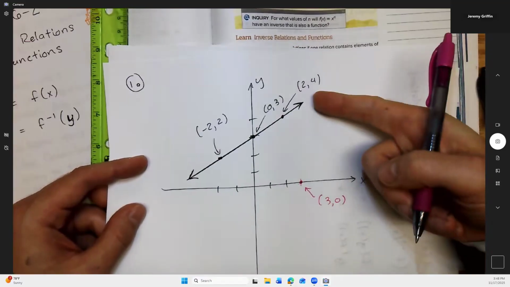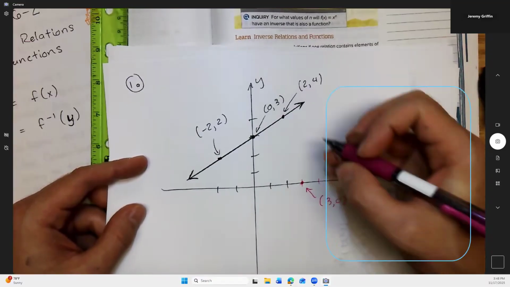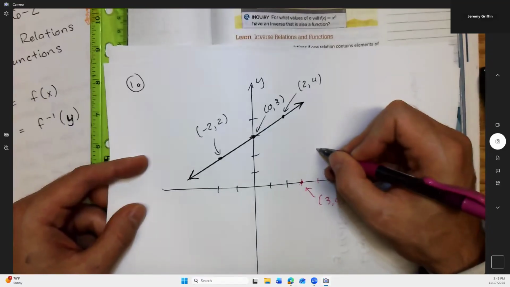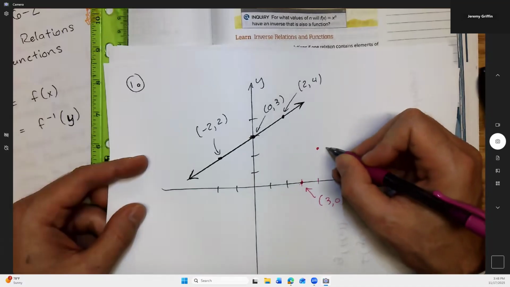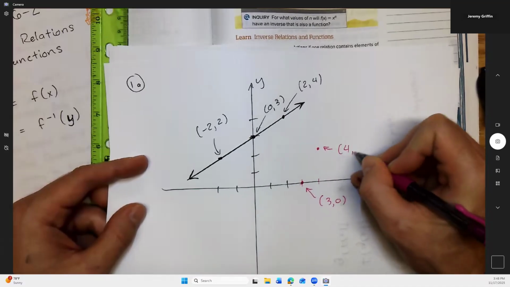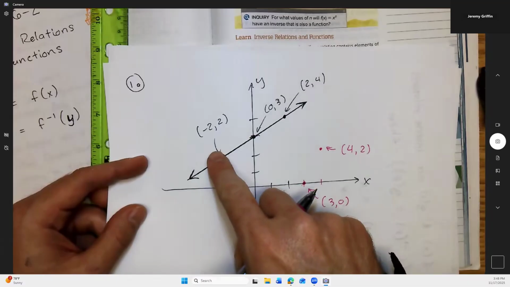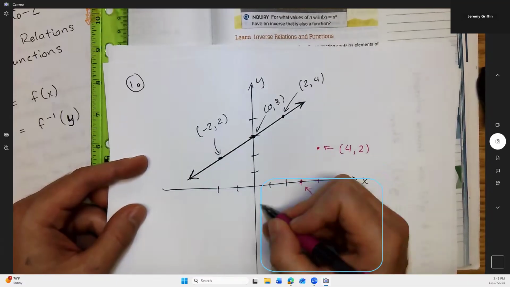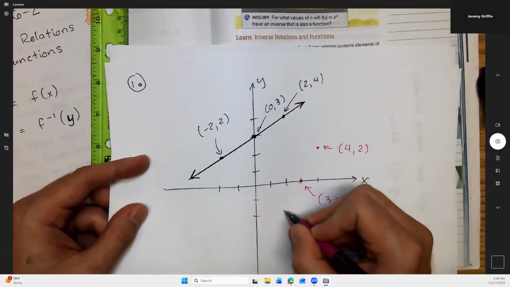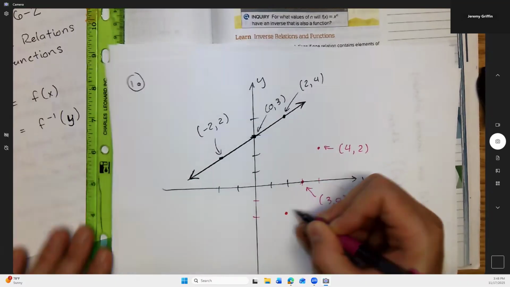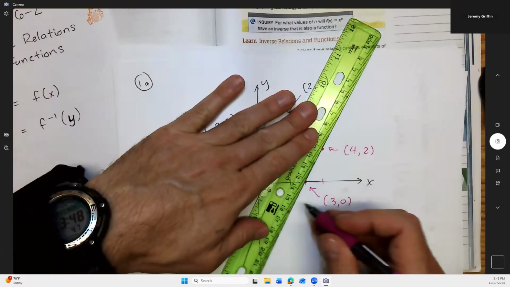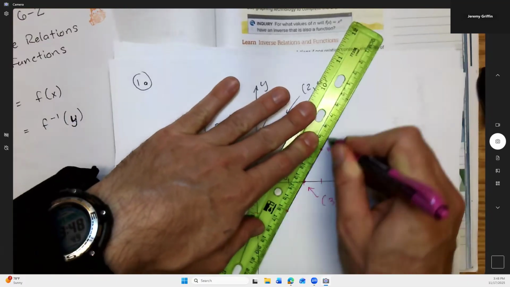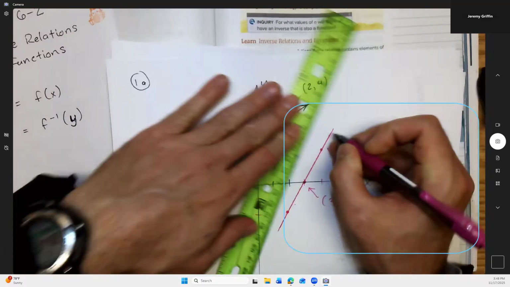How about 2, 4? Well, I can make that 4, 2. So 4, 2 is right about here. And then negative 2, 2. Well, the inverse would be 2 comma negative 2. So that's 2, negative 2, right here. And oh, look at that. All these points also lie on a straight line. That's interesting.